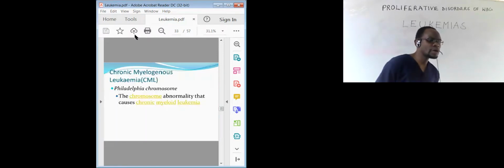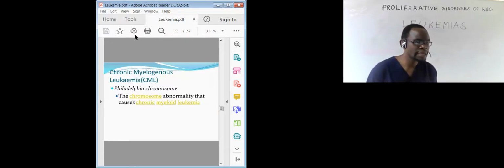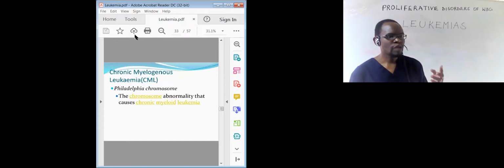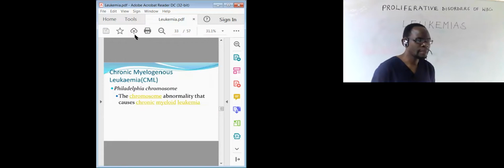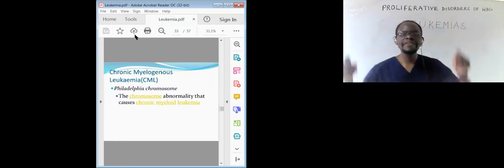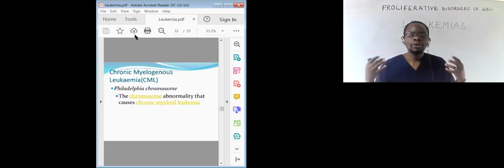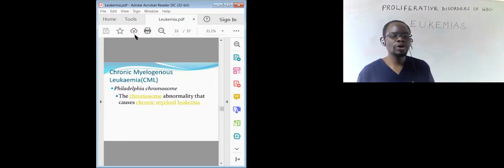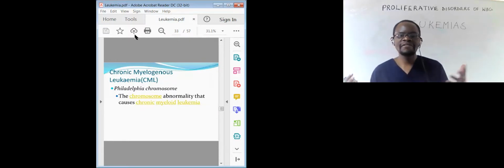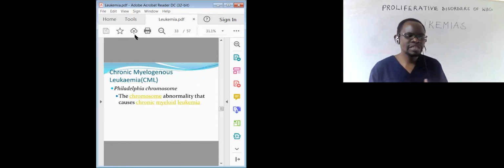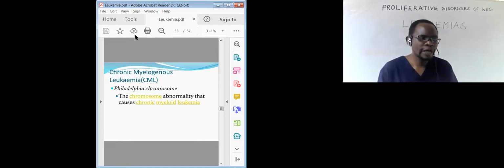All right, so there is also what we call chronic myelogenous, or you can also call it chronic myelocytic leukemia. This one is basically associated with what we call a Philadelphia chromosome. Now, when a patient is being diagnosed for this condition, and they find a Philadelphia chromosome, then the patient is said to have chronic myelocytic leukemia.